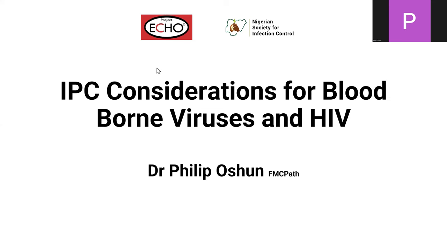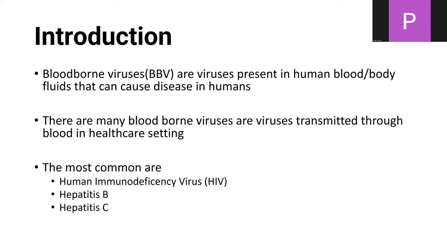Thank you, everyone. Today, I'll be presenting infection prevention and control considerations for blood-borne viruses and HIV. As an introduction, the blood-borne viruses are present in human blood and cause disease in humans. There are many blood-borne viruses, but the important ones we'll focus on today will be hepatitis, obviously, because today is World Hepatitis Day, and of course, HIV. Others would include Ebola virus, Lassa virus, that can also be blood-borne viruses.